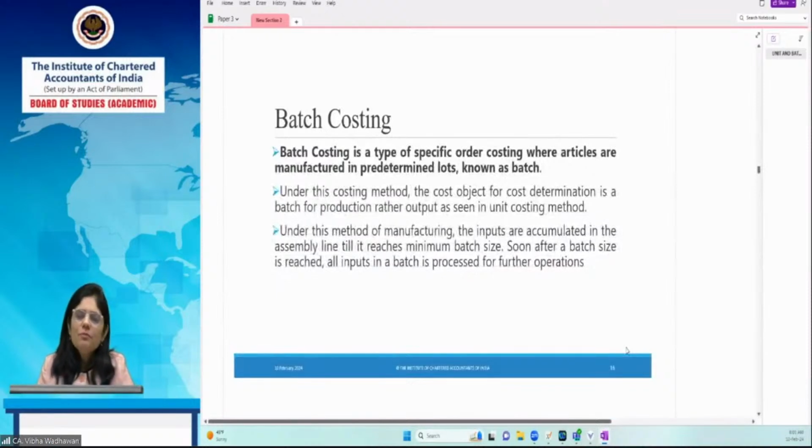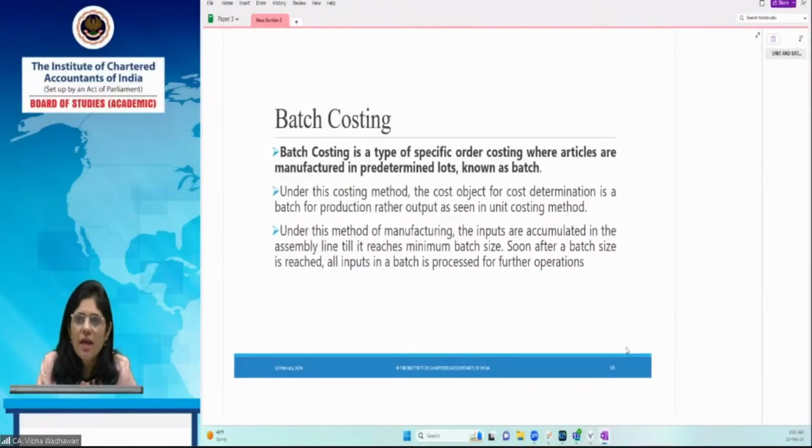Let's move on to batch costing now. So we have to cover 2 types of costing, unit and batch. We have covered the unit costing. Now we have to do the batch costing. Batch costing means one lot. In one lot, many units will be produced. So all the identical units will be produced in one lot.